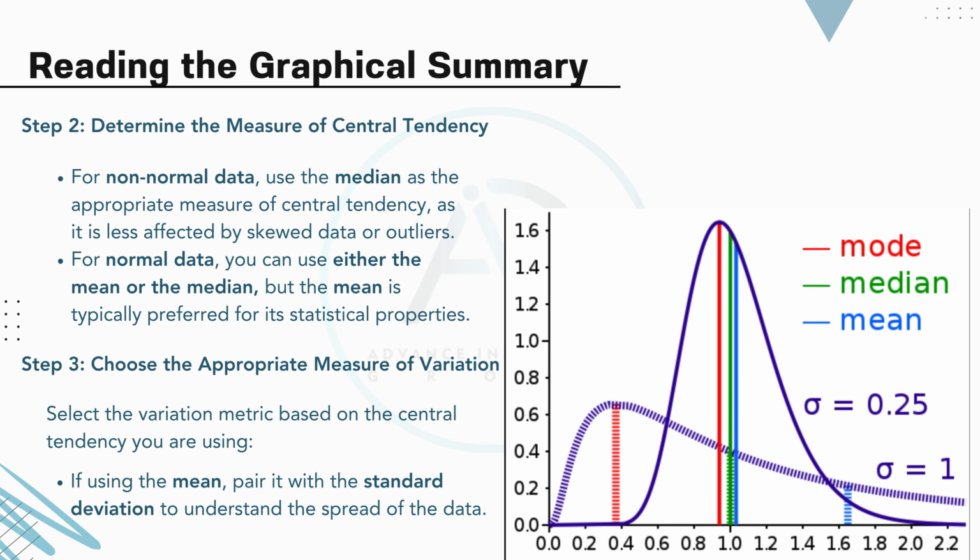Continuing with our step-by-step guide on how to read a graphical summary, this slide focuses on steps 2 and 3, determining central tendency and variation. Step 2. Determine the measure of central tendency. When the data is non-normal, we rely on the median as the preferred measure. That's because the median is more resistant to the effects of skewed data and outliers.